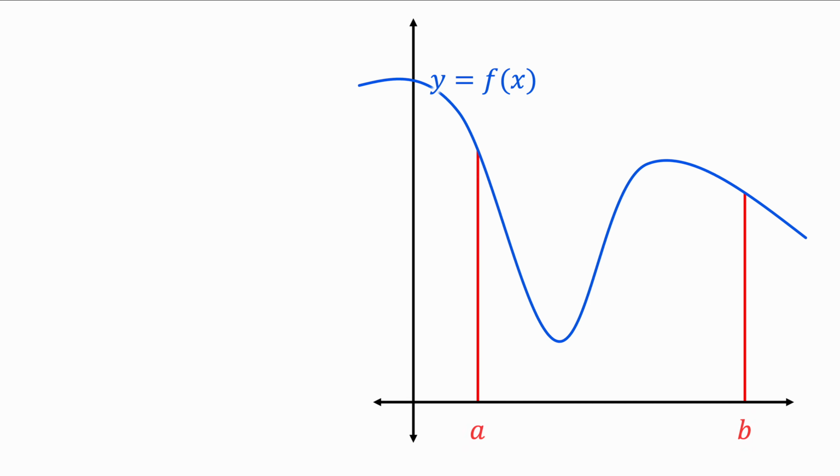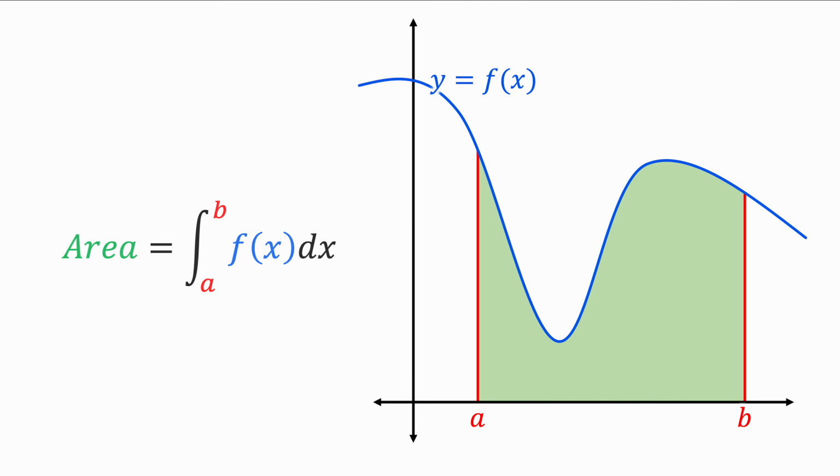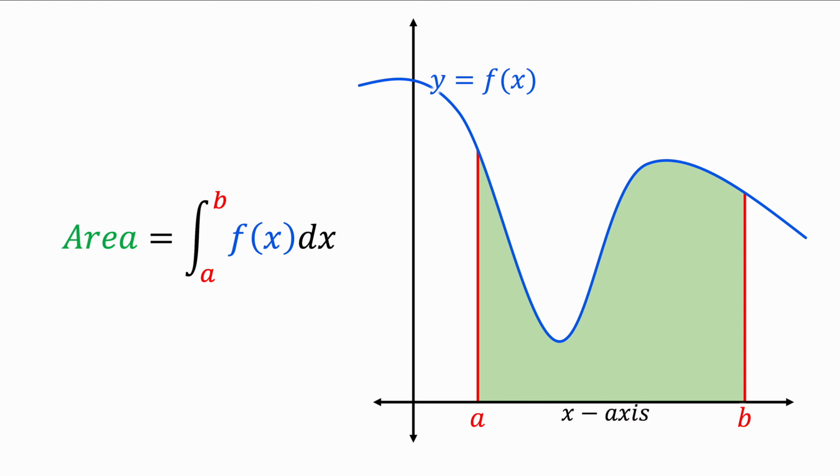So, we've got a curve here, y equals f of x, and we've got lines a and b, and we've got the x-axis at the bottom. These four lines, a, b, the blue curve, and the x-axis, make a green region. And the area of that green region is given by the area equals the integral from a to b of f of x dx. That's the equation on the left for the area on the right.